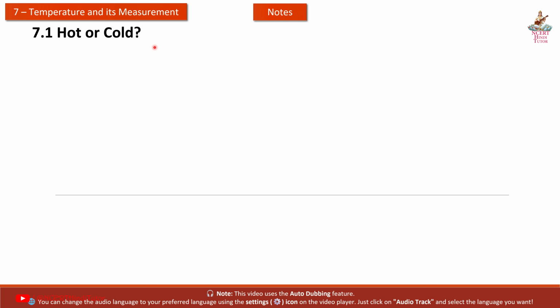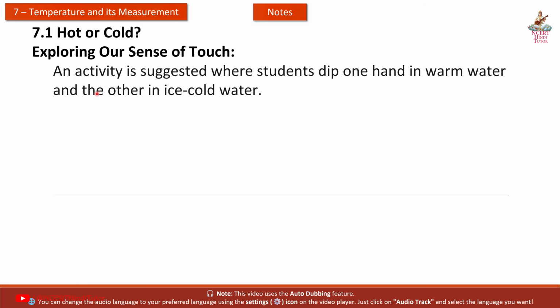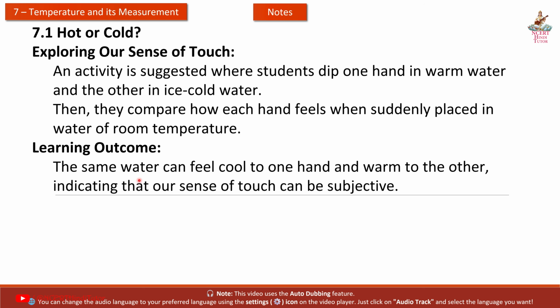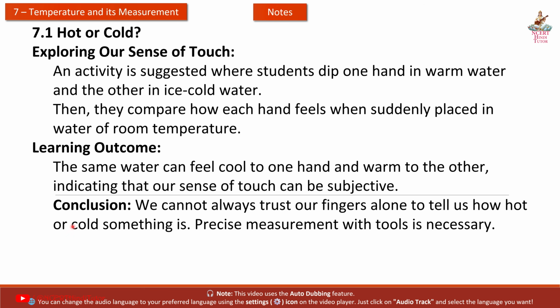7.1 Hot or cold. Exploring our sense of touch. An activity is suggested where students dip one hand in warm water and the other in ice cold water. Then they compare how each hand feels when suddenly placed in water of room temperature. Learning outcome: the same water can feel cool to one hand and warm to the other, indicating that our sense of touch can be subjective. Conclusion: we cannot always trust our fingers alone to tell us how hot or cold something is. Precise measurement with tools is necessary.